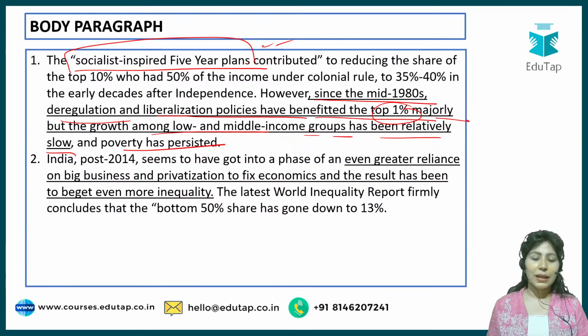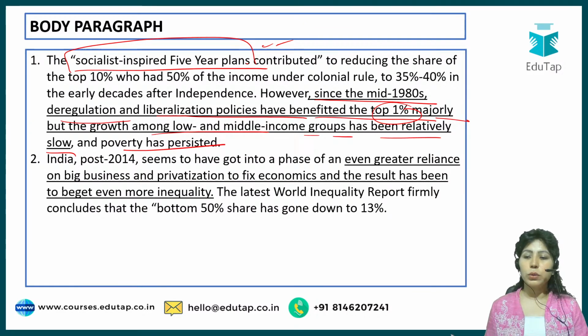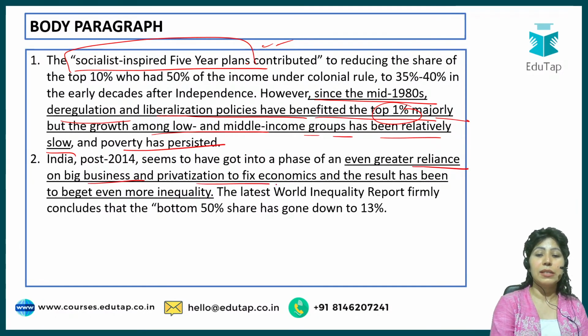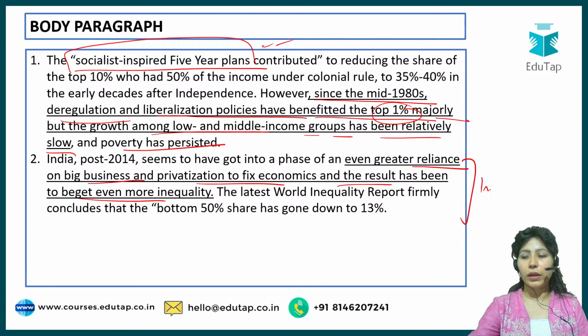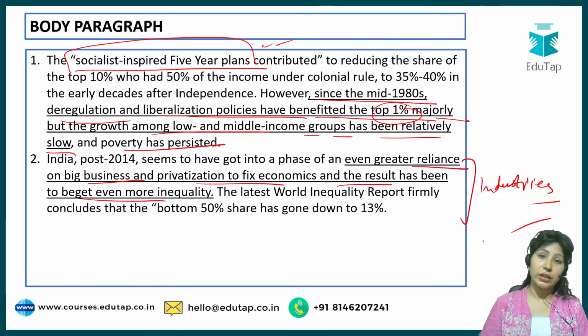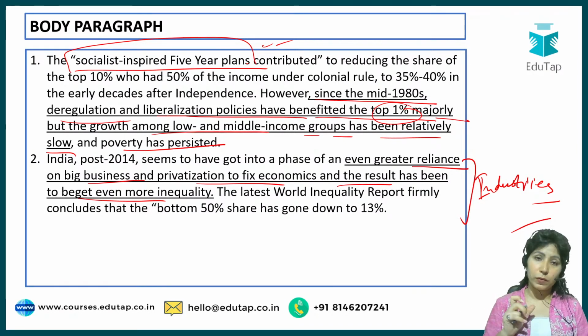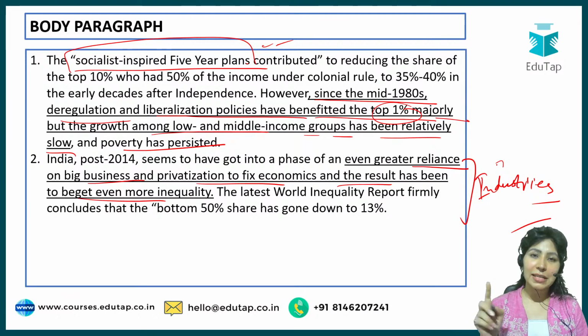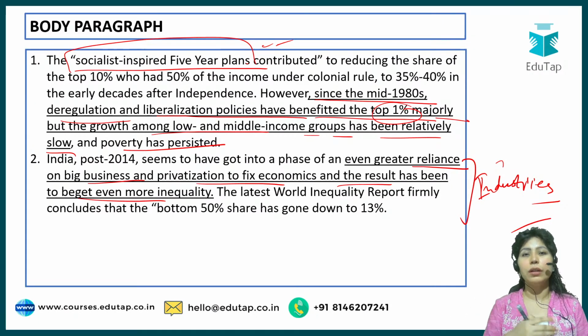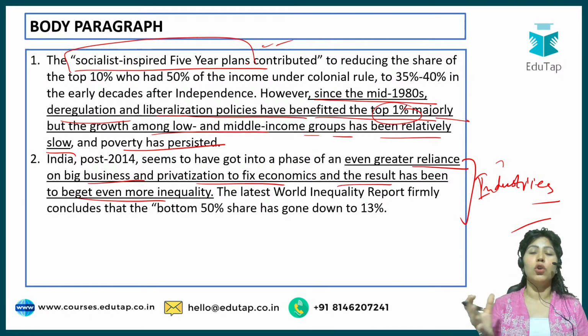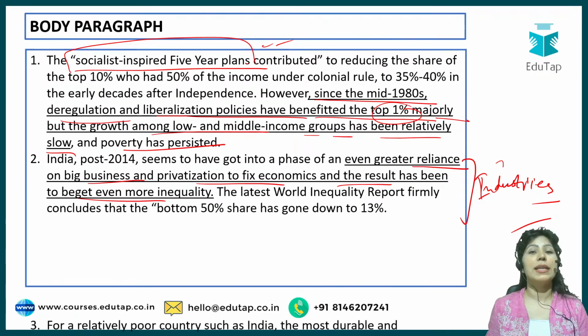All right. Second one is India post 2014. It seems to have got into a phase of even greater reliance on big business and privatization to fix economics, and the result has been to beget even more inequality. Here they are talking about that we have less industries available. We did not witness an industrial revolution, so there are less industries available out there. The first question was about MSMEs, promotion of small industries. Since we have less industries, our reliance is mostly on the big industries, so that's why a lot of jobs are not there. Jobs for semi-skilled people are not there.